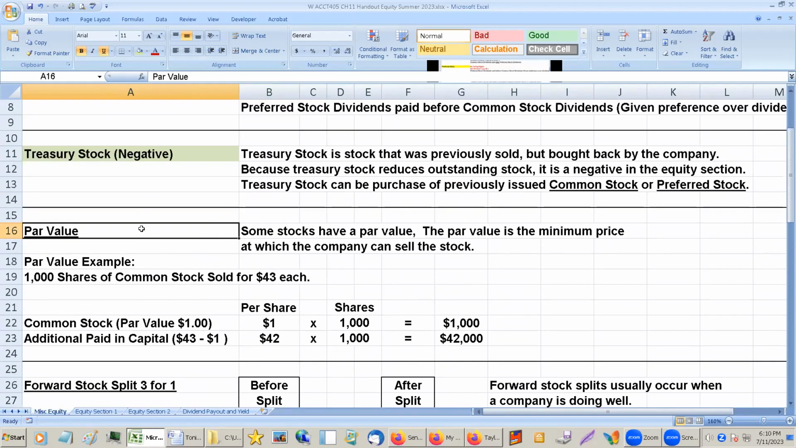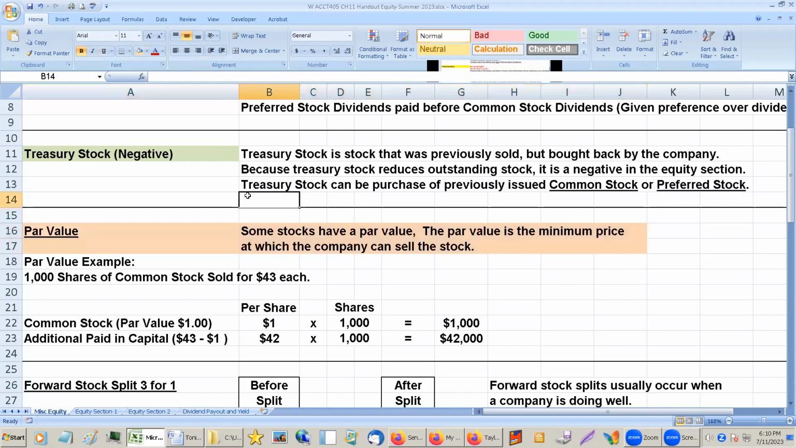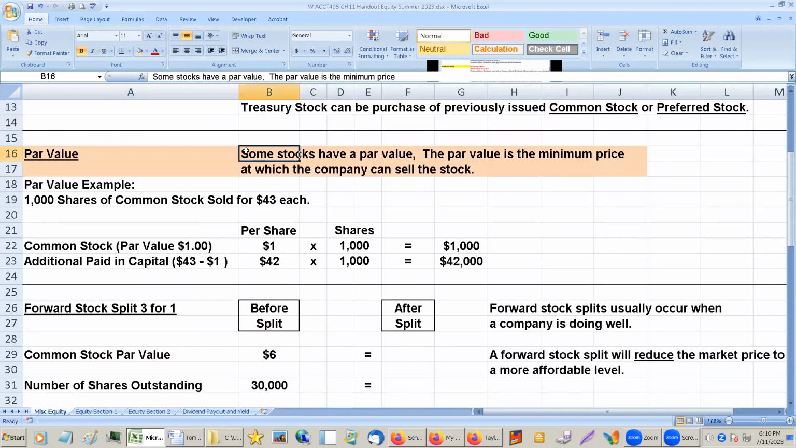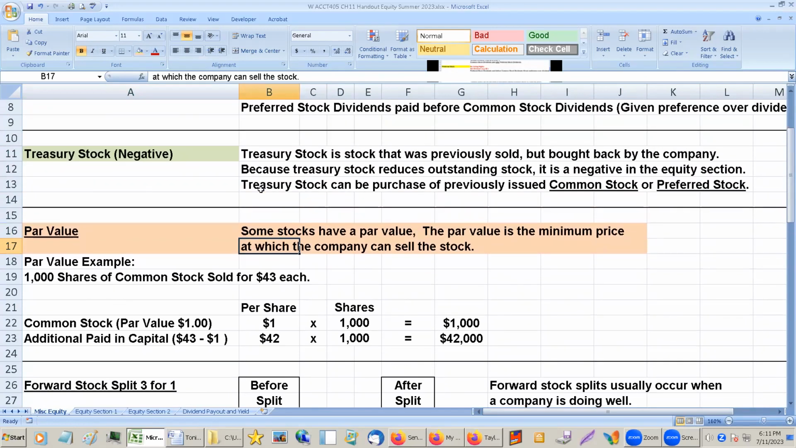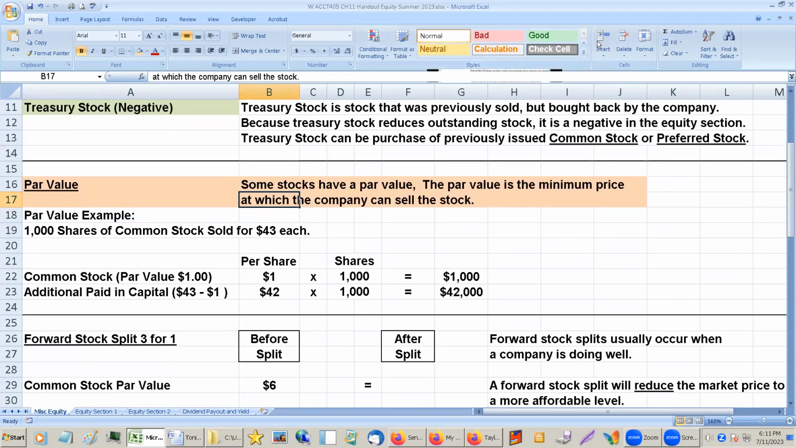Par value. Par value is a minimum amount that the stock must be sold for. And this usually goes by the state. Companies are incorporated in states. Every state has their different rules for incorporation.